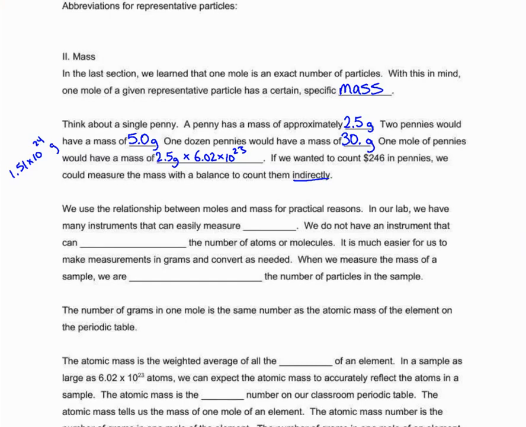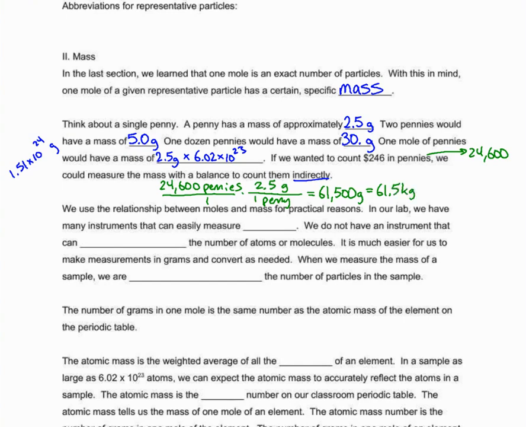So here's how we would do it. $246 of pennies, that's really 24,600 pennies. And so here's $246 of pennies. And if I know that 1 penny is 2.5 grams, we could calculate the mass, 61,500 grams, which is 61.5 kilograms.